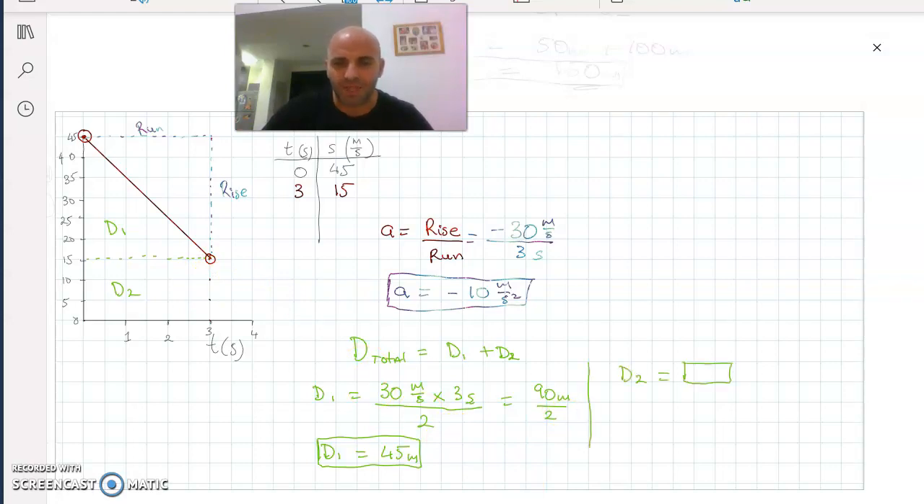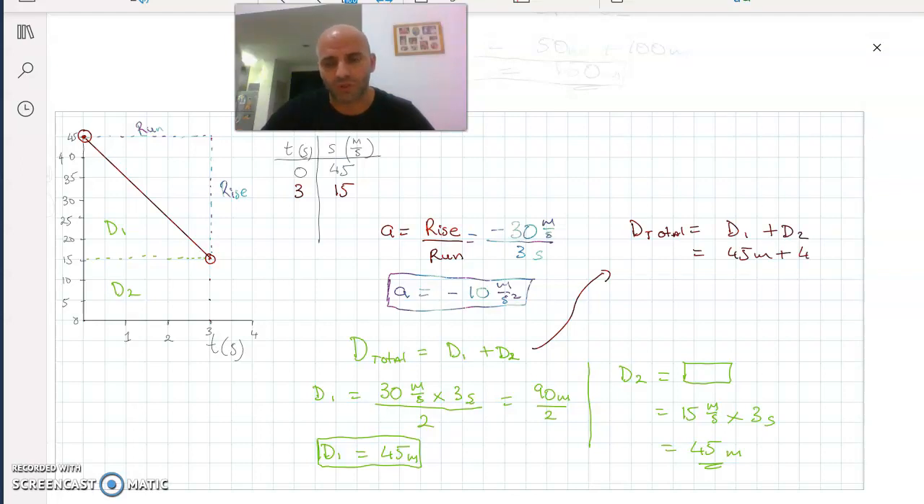Then we do the same thing for distance 2. Distance 2 is a rectangle, and it's 15 meters per second height, times a time of 3 seconds, and that gives me 45 meters here. I then remember that the total distance is equal to the sum of those two distances. So I have 45 meters from the first shape, 45 meters from the second, and that gives me a total distance of 90 meters.